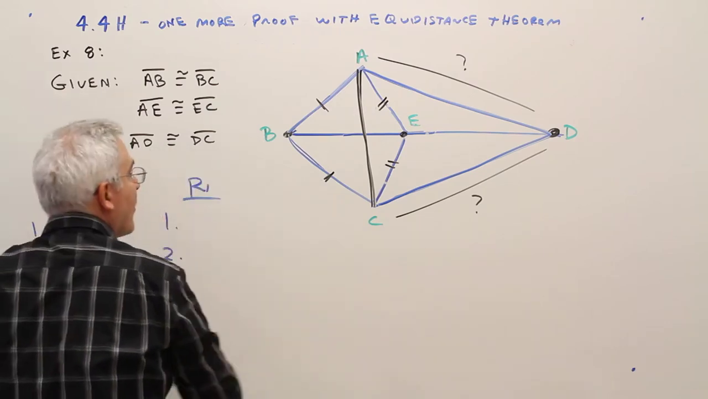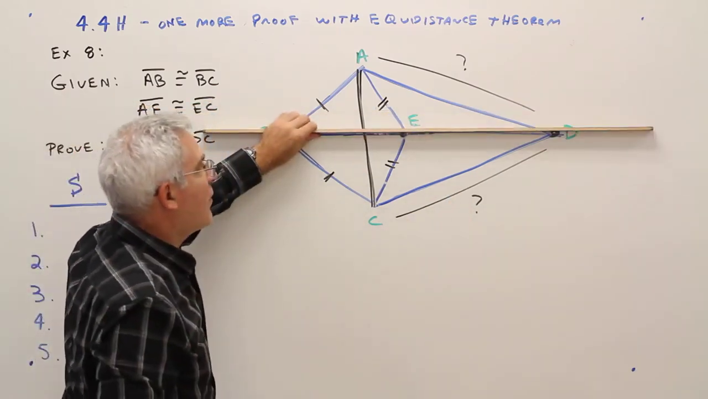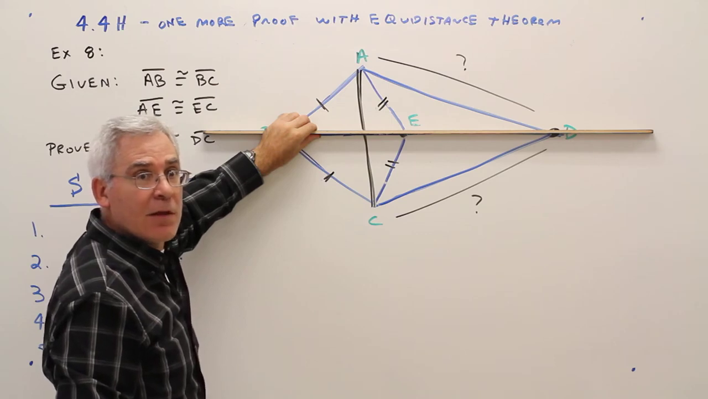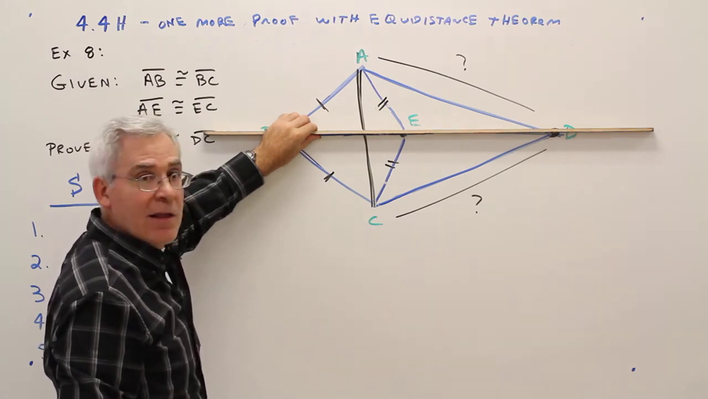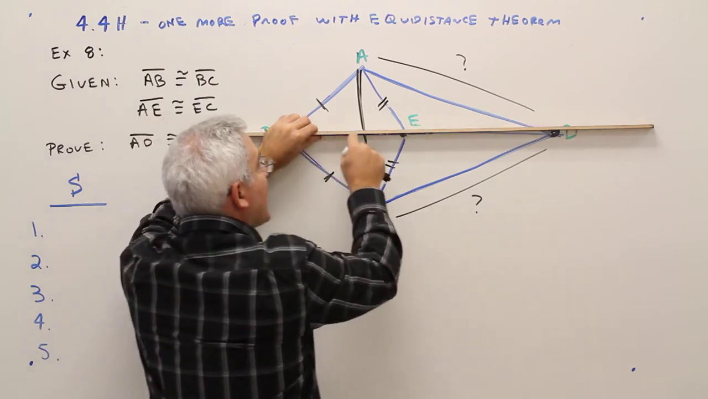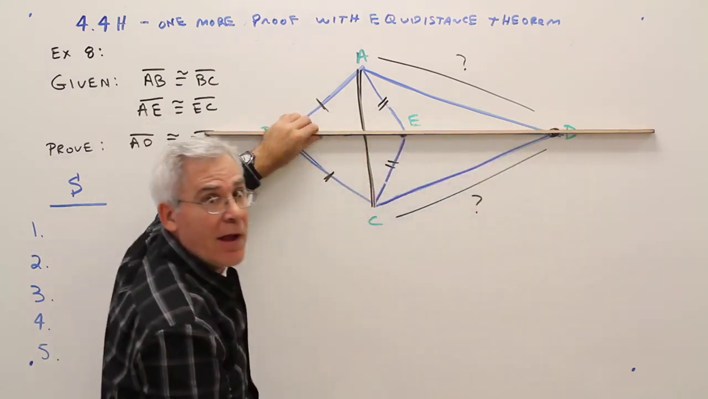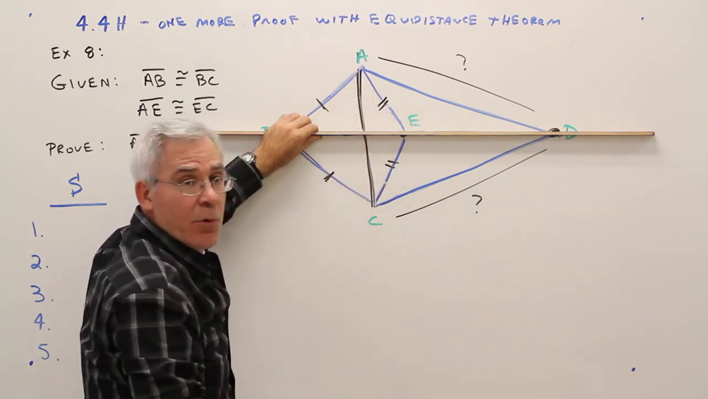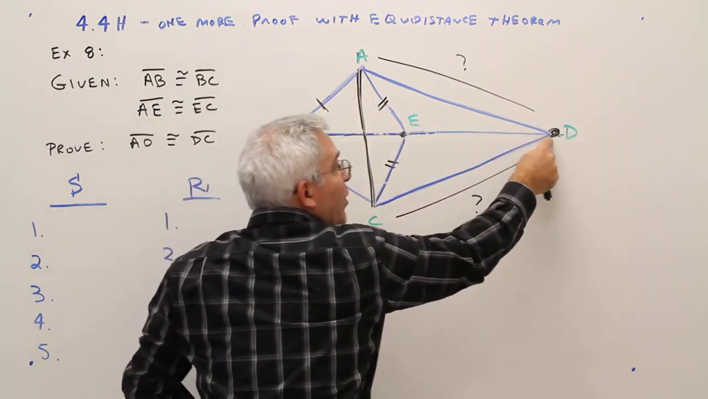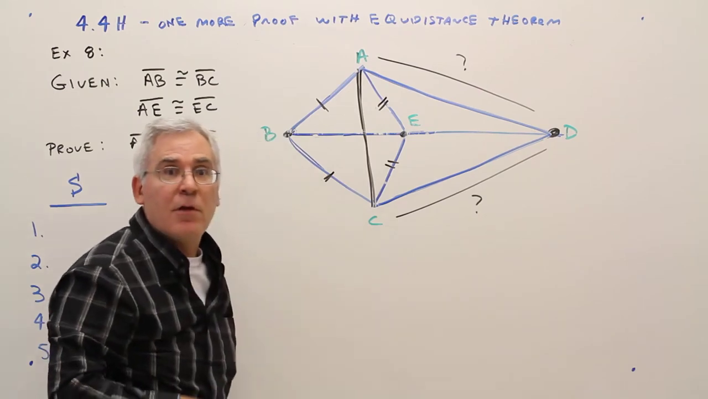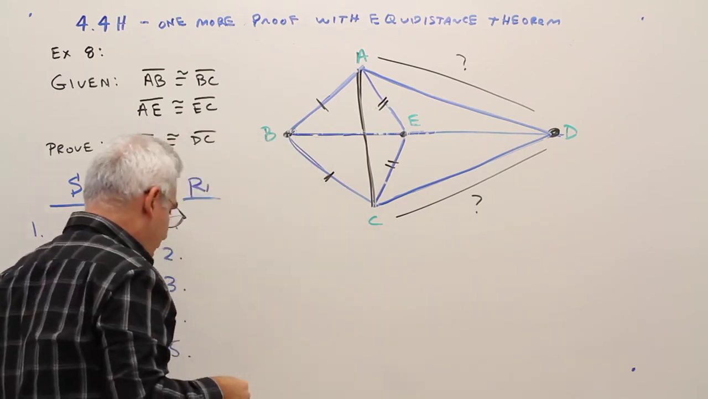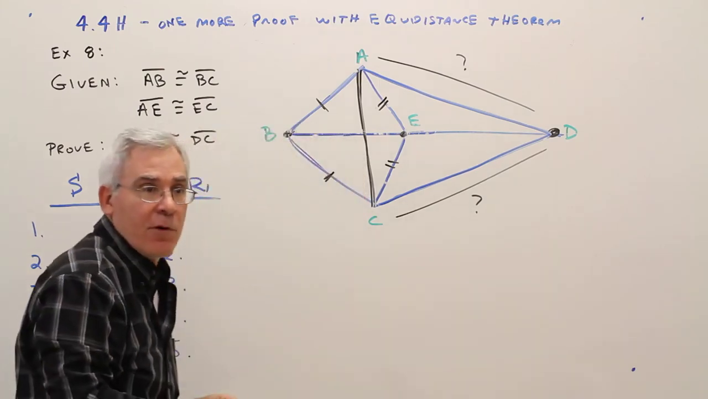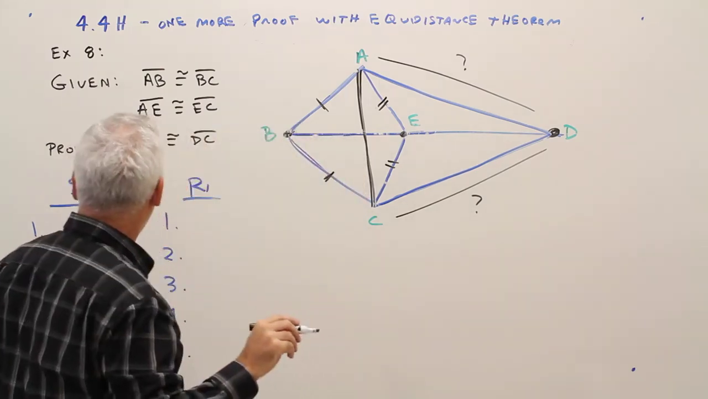So that means this is a perpendicular bisector of AC, which then means every point on that perpendicular bisector is also equidistant to the endpoints A and C, which is exactly what I'm trying to do. So fewer steps, okay? So I'm going to do the proof that way. So here I go, no triangle congruence whatsoever.